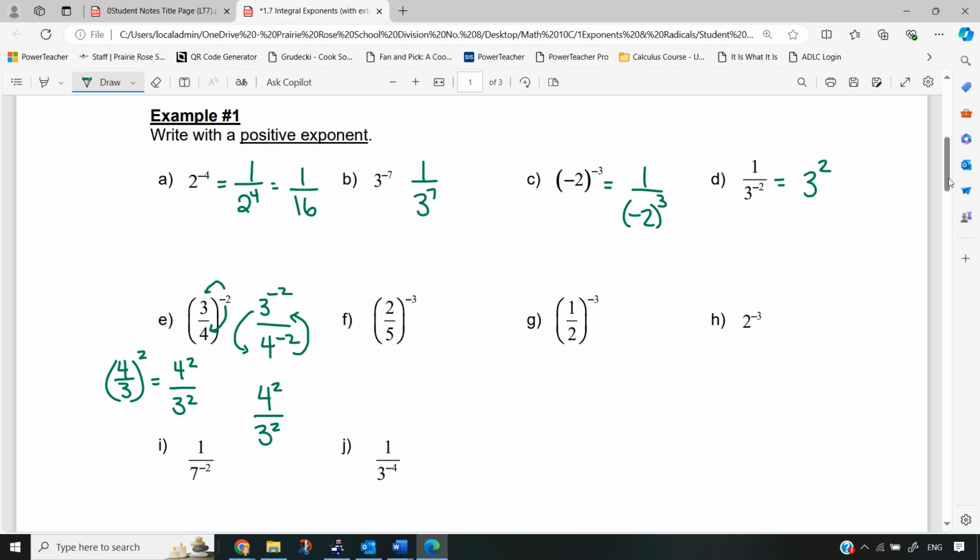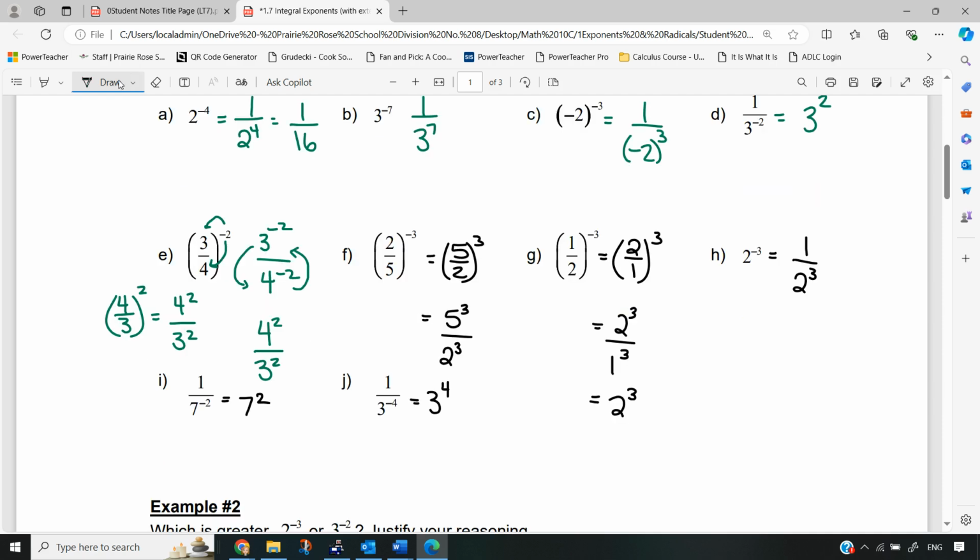All right, so there's a few more examples there. I'm going to ask you to pause the video, try them on your own, and then come back and check your answers. So let's take a look at our answers. We have 2 over 5 to the exponent negative 3. What I've done is I've flipped my fraction, so I now have 5 over 2.